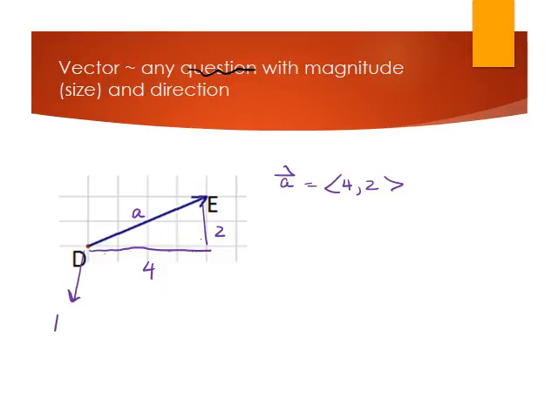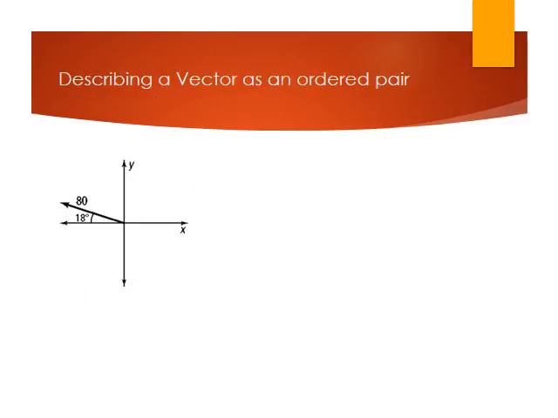This is my initial point, and E here is my terminal point. All right. So we can describe it as an ordered pair, and here you see we have no ordered pairs, but what we do is we make a right triangle, and we have our x and our y, and we can use trig to describe that.